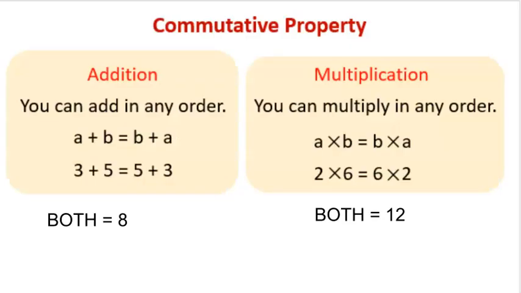So the commutative property is just stating that you can add in any order if all it is addition, and you can multiply in any order if all you're doing is multiplying. So 3 plus 5 is the same as 5 plus 3. Both of them are 8. As well as 2 times 6 and 6 times 2, both would be 12. And it doesn't matter how many numbers you are multiplying or adding.